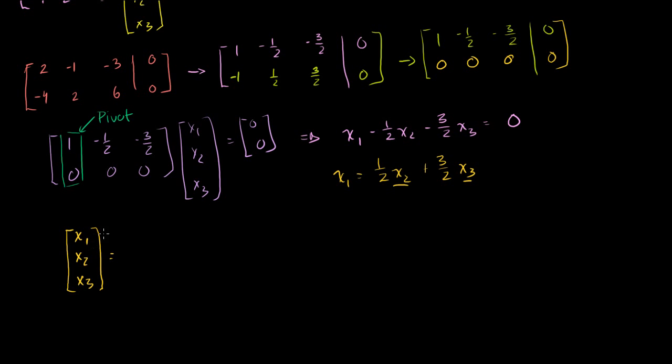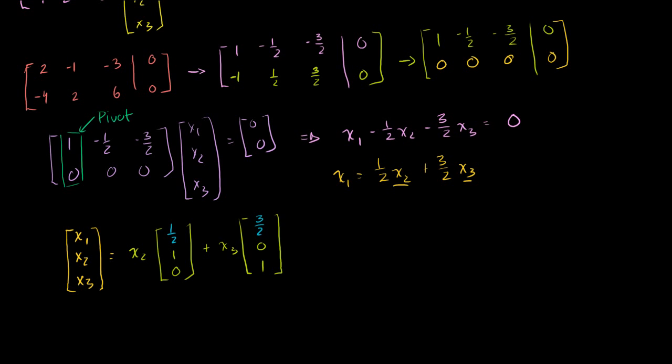So let me write it this way. It's going to be x2 times something plus x3 times something. Those are my two free variables. And we have here x1 is 1/2 times x2 plus 3/2 times x3. x2 is just going to be x2 times 1 plus 0 times x3. x3 is going to be 0 times x2 plus 1 times x3.